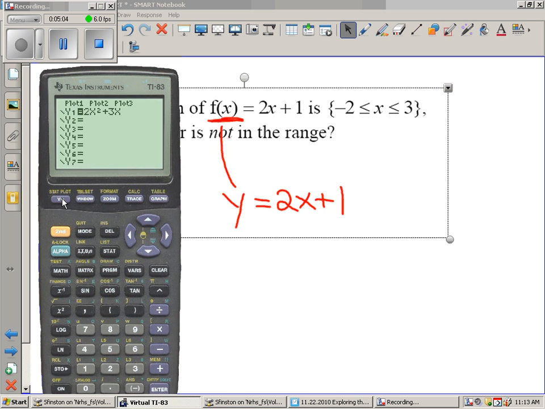Go into the y equals screen and put down the equation that we're talking about, 2x plus 1. Now, what do you want to do? You want to look at a picture? Yeah. Let's take a look at a picture, and hold on for 1 second because I need to make a cut.